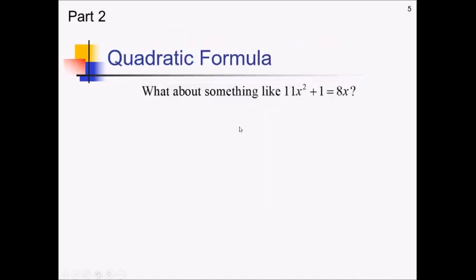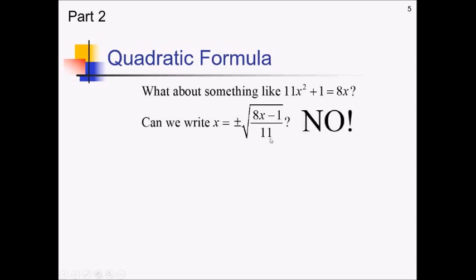Now that we've seen the technique of solving by square rooting, could we use it to solve something like this problem here? Well, could we write something like, and I'm just solving for x now, if I wanted to get x by itself, could I do something like, I don't know, 8x minus this 1, divide by the 11 to get x squared by itself, and then plus or minus square root both sides? Actually, no, we cannot do this. The biggest problem, if you look closely, is that we have an x inside our solution. You can't say x equals something with an x. It just doesn't make any sense.